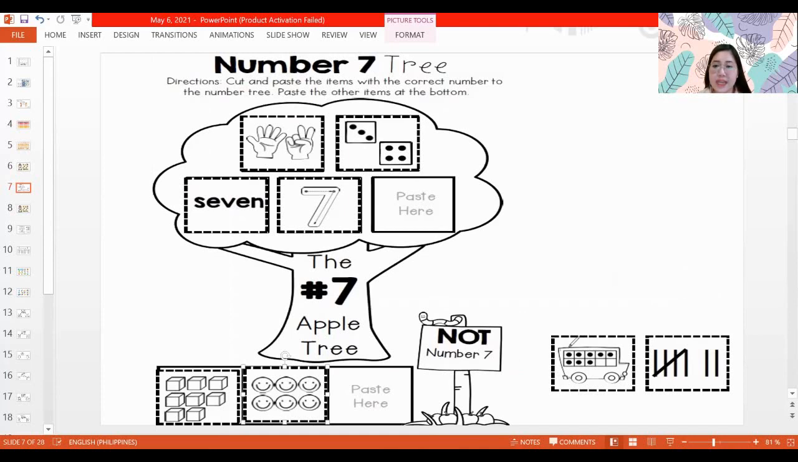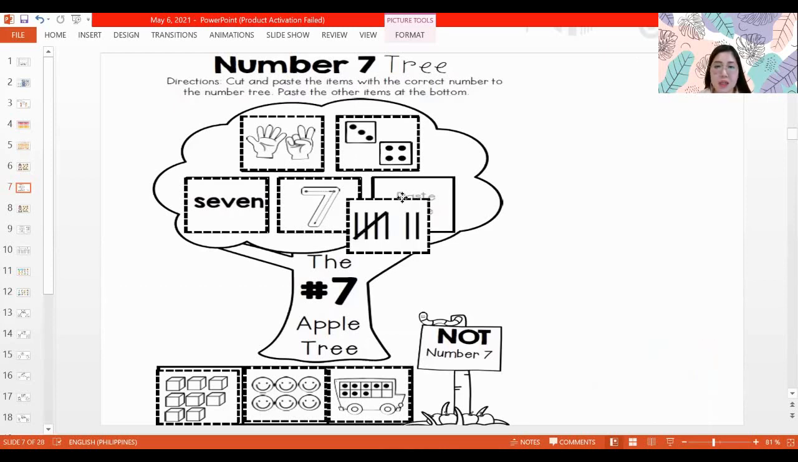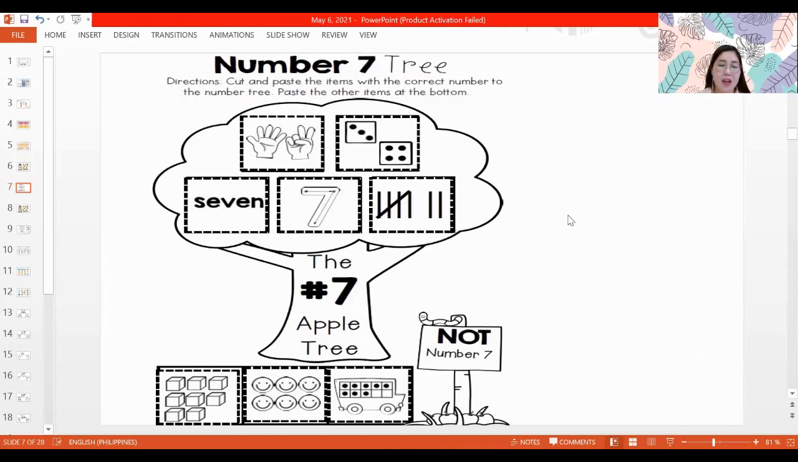Now the dots inside our bus. 1, 2, 3, 4, 5, 6, 7, 8. 8. Nope, it should be in the bottom also. And the last picture that we have, let's count the tally markers. 1, 2, 3, 4, 5, 6, 7. Okay, that shows 7, so that should be here on top to complete our tree. What number is this again? Number 7. Very nice.